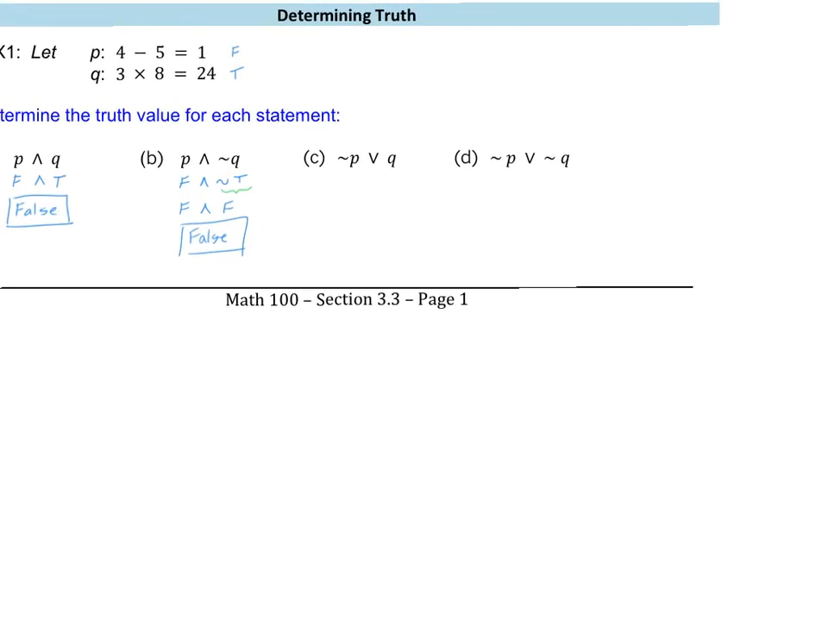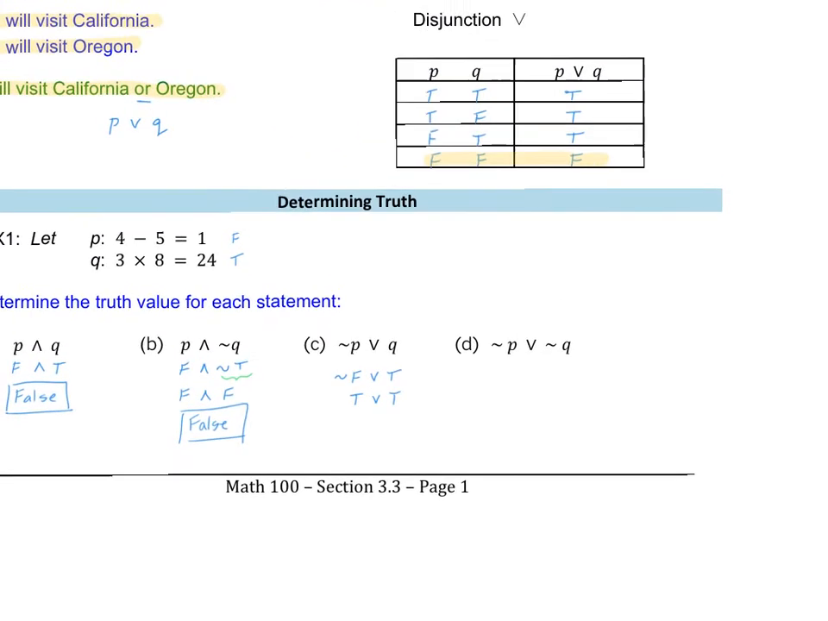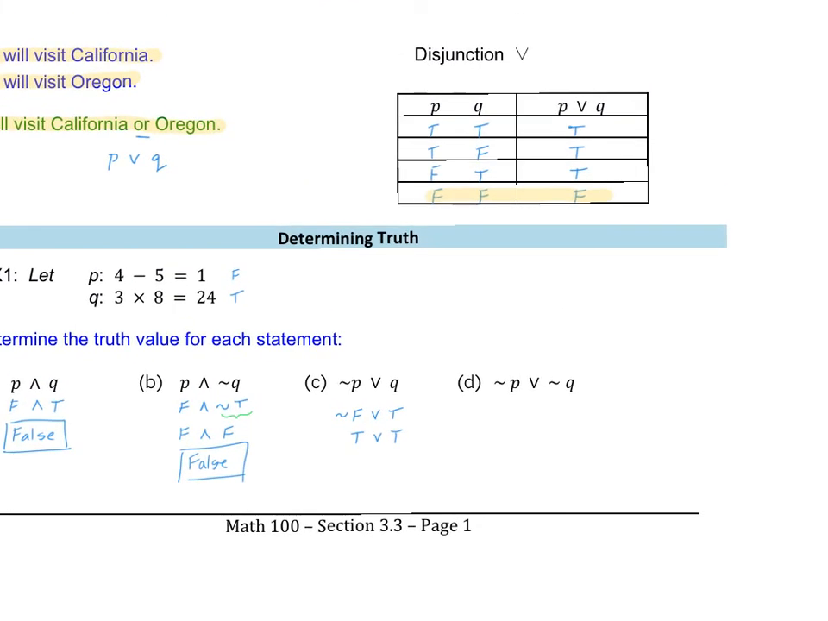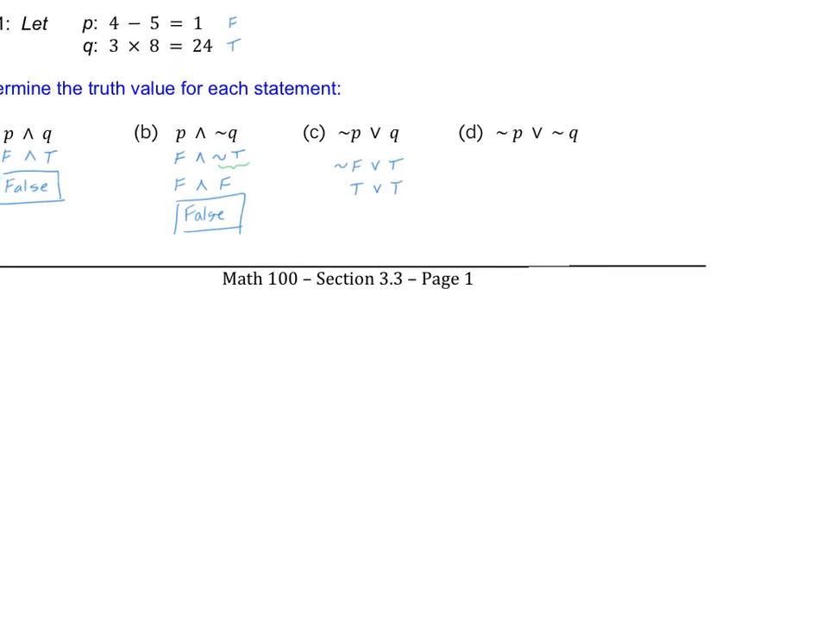C and D, those are or statements. C is not P or Q. So not P is false or Q is true. So I have a not false or true. Simplify the not false to a true, or true. Going back to your or, true or true is true. So this becomes true.